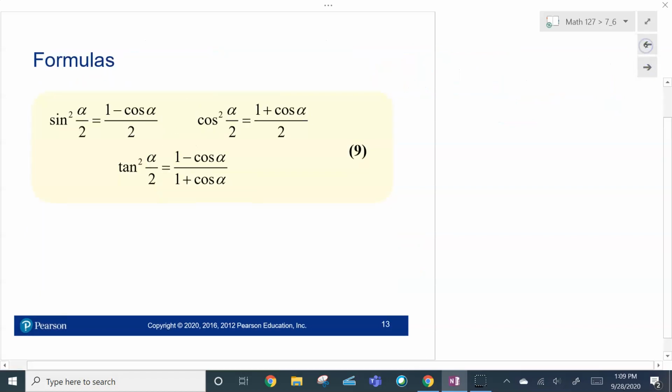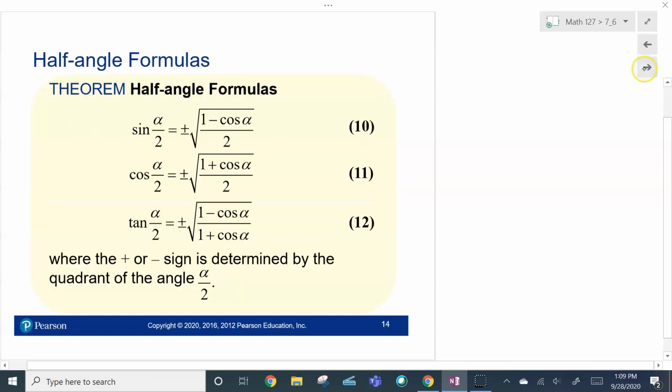Here are the sine squared of alpha over 2 formulas, and then these lead to our, if I take the square root, these lead to our half angle formulas. You'll see these quite a bit as well. They're called half angle formulas. Now notice it says plus or minus. Well, the plus or minus depends on the angle. Where is alpha over 2? Then I know if the sign is positive or negative based on that.